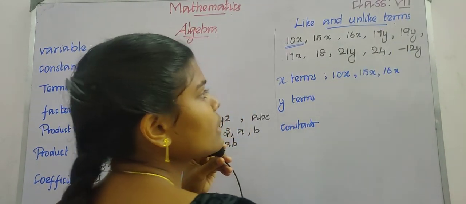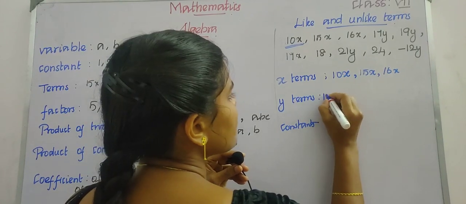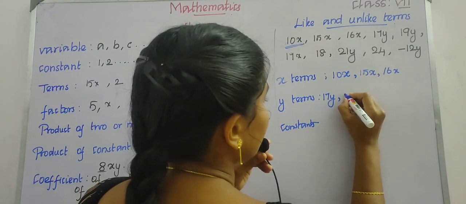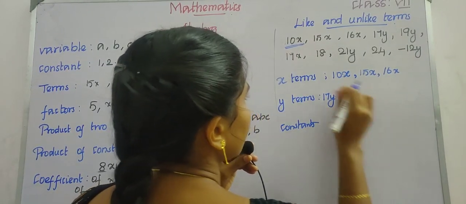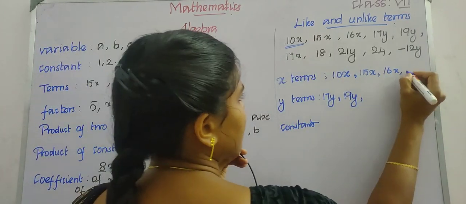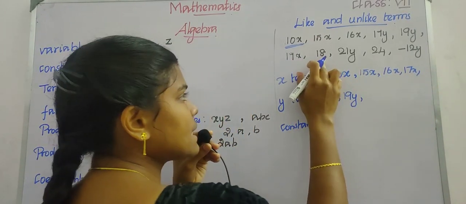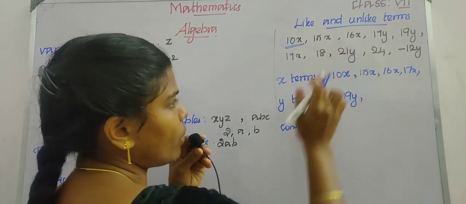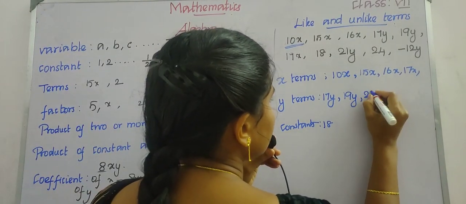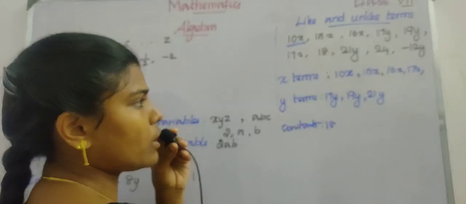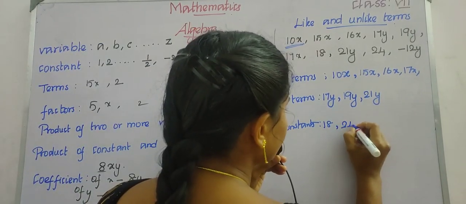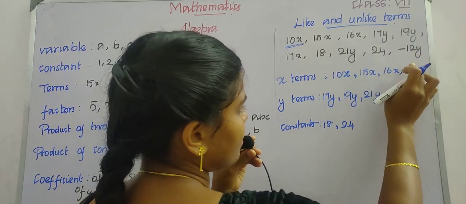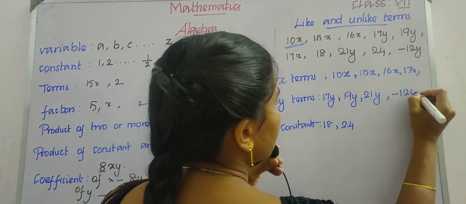And then 17y, it is the y term. And then 19y, it is also a y term. Write in y terms, 19y. And then 17x, it is the x term. And 18, only 18 is here. It is a constant, right? So 18 is a constant. And then 21y, we need to write in y terms, 21y. And then 24, it is a constant. And then minus 12y, it is a y term, right? So we write in y terms, minus 12y.